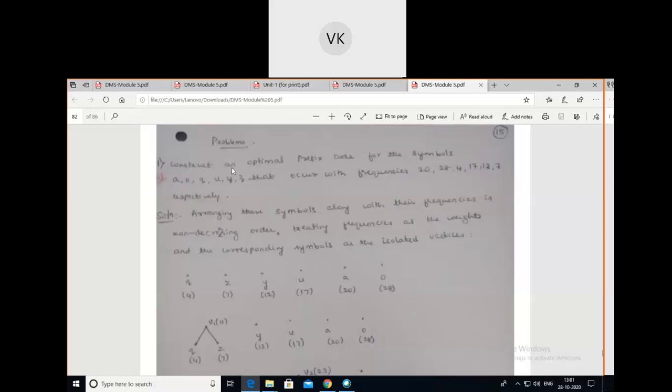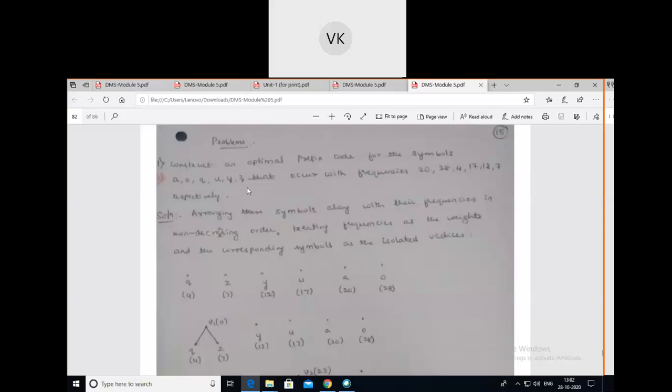Construct an optimal prefix code for the symbols a, o, q, u, y, z that occur with frequencies. Frequencies is an alternative to weight; he has named them frequencies. Frequencies means weights only. Either you can use frequencies or weights, don't get confused with this.